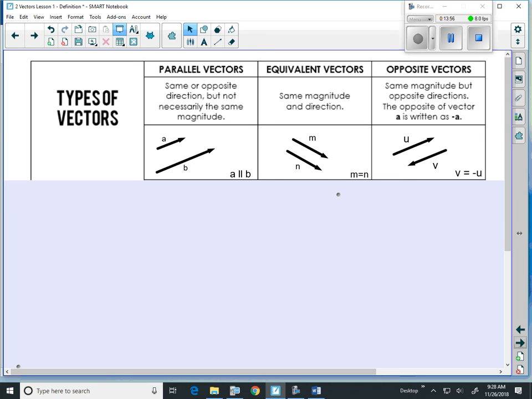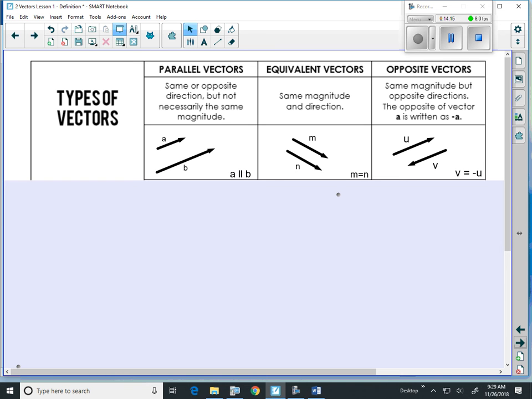Now, does anybody remember if two lines are parallel? No, we're not talking lines here. We're talking vectors. But still, if two lines are parallel, what do we know about their slopes? They're going to be the same. The slopes are the exact same if something is parallel. We're going to come back to that.